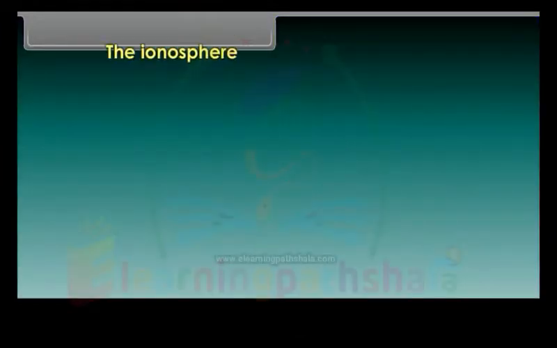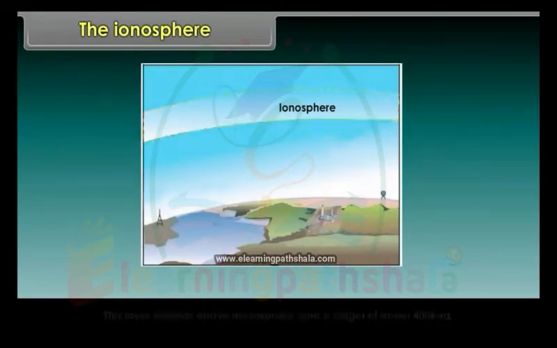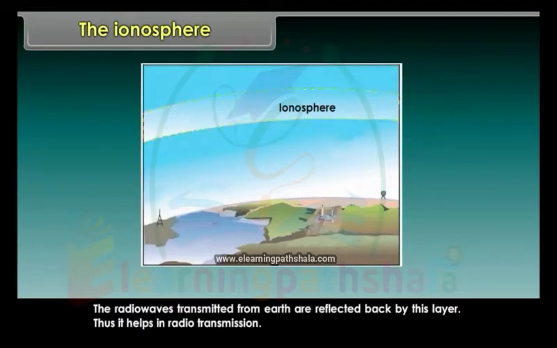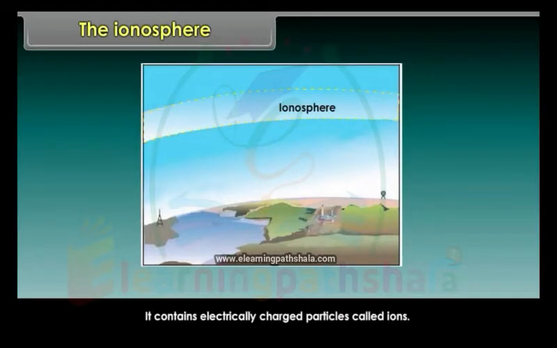The ionosphere. This layer extends above mesosphere up to a height of about 400 kilometers. The radio waves transmitted from Earth are reflected back by this layer. Thus, it helps in radio transmission. It is a zone of ion gas, electrons and atoms. It helps the conduction of electricity in this layer. It contains electrically charged particles called ions.